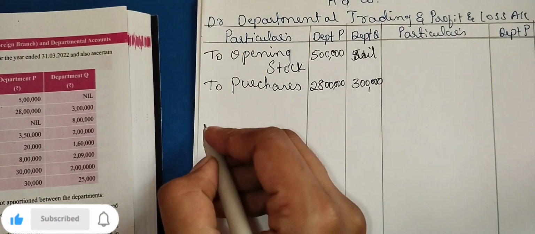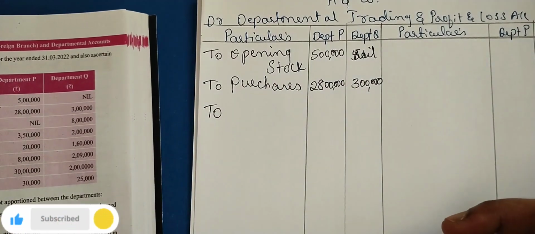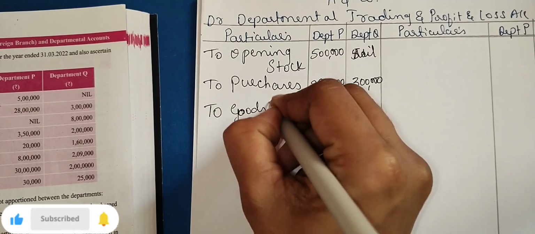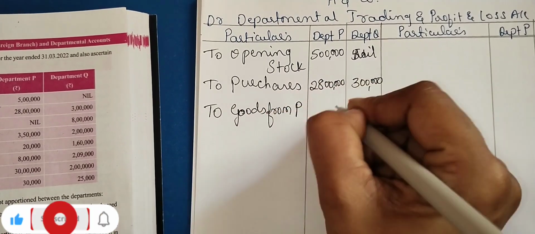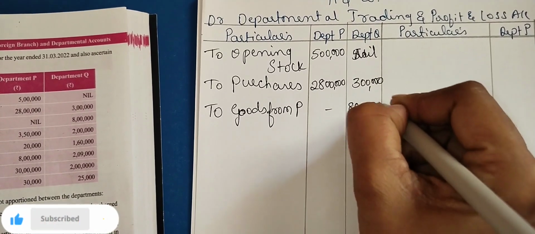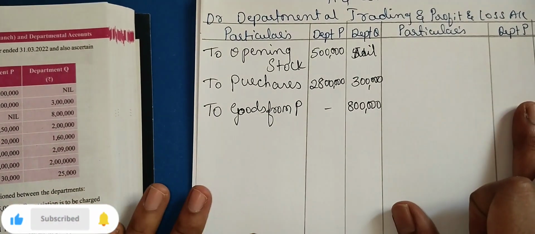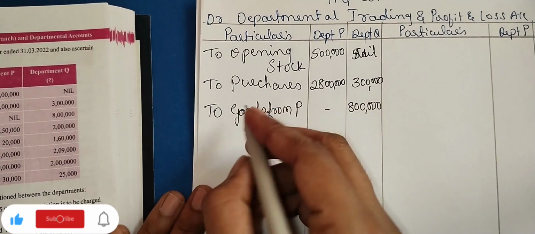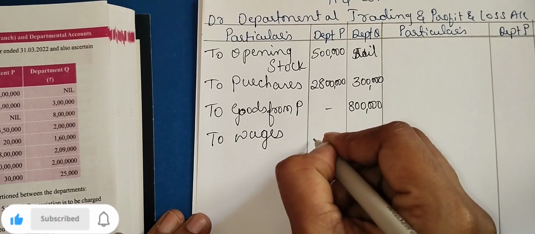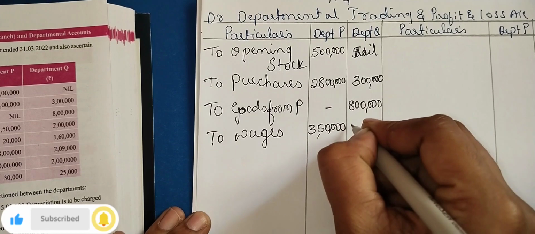Then goods from P. Goods from P is, for department Q, a purchase. So goods from P in department Q, 8 lakh we are recording. All the direct expenses and direct incomes we record in the trading account. So wages, which is already apportioned, is 3,50,000 and 2 lakh.